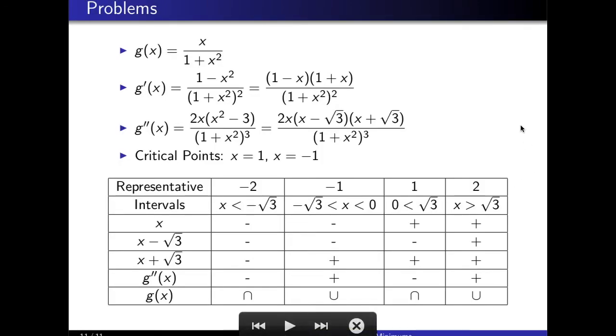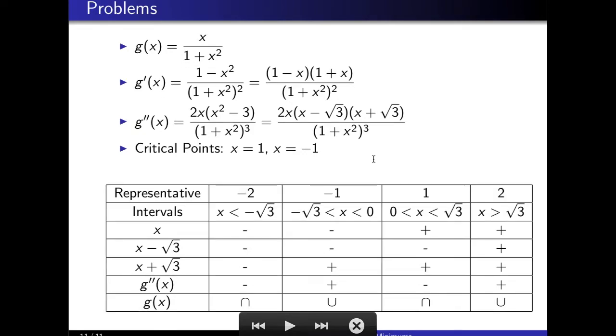When we look at our second derivative, there are 3 places where the second derivative will be 0. So we'll see that the second derivative is 0 at x equals 0, x equals plus square root of 3, and also x equals minus square root of 3. So we need to split up the real number line to give us x values to the left of minus the square root of 3, x values in between minus square root of 3 and 0, x values in between 0 and square root of 3, and then x values to the right of the square root of 3.